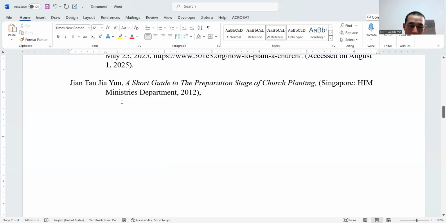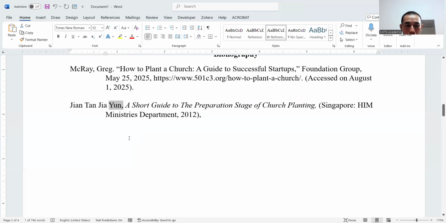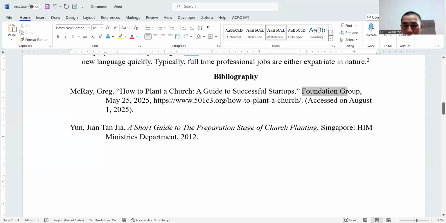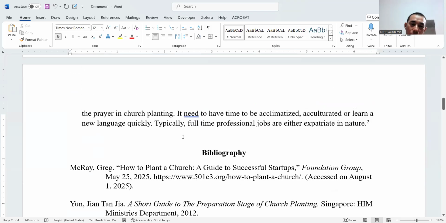Then for the bibliography, we need to change the name. The surname should come first, then space, full stop. In the bibliography, we don't use brackets. We don't need the page number. So that is the bibliography of that particular source. Even your foundation group should be in italics here. So that is the bibliography. All right, that's what a paper presentation will look like.